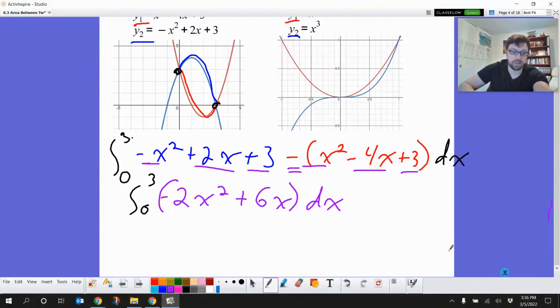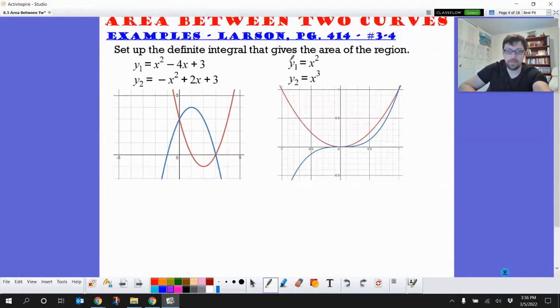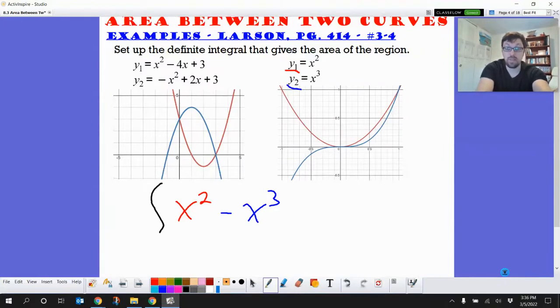So here, let me just clear all this, because hopefully you got that down. On our other one, our top function is that x squared. Our top function is the x squared function, and then our bottom function is the x cubed function. So we want to just integrate that between the two spots that they meet at.